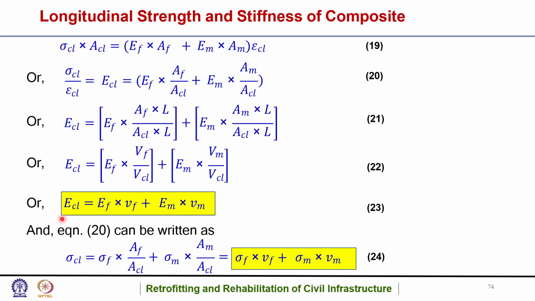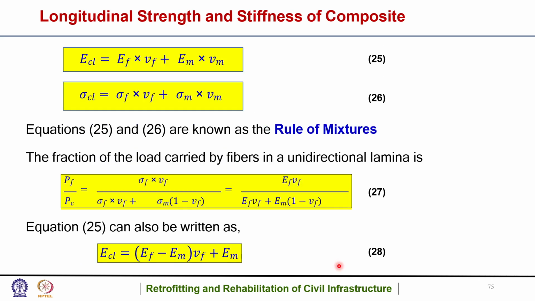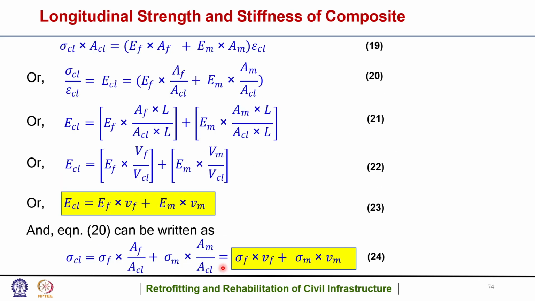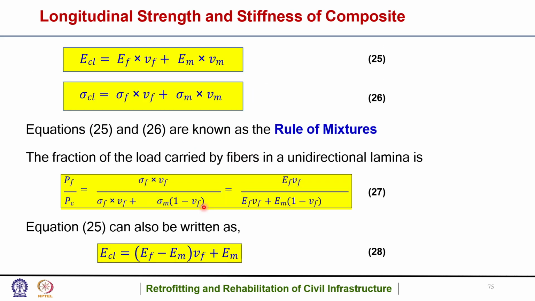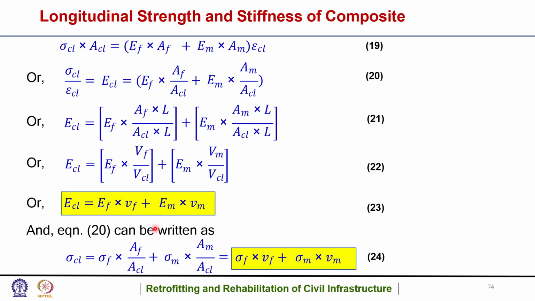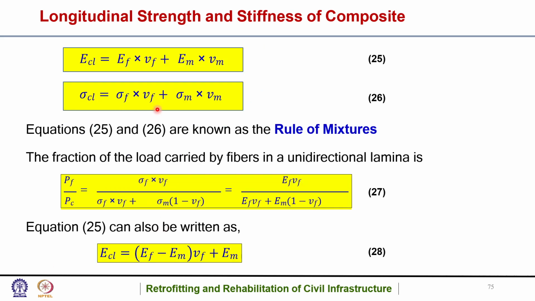Okay, because again if we multiply by L, it will be VF by VCL, that is VF, and VM by VCL, that is VM. So using this, from equation 23 we get that ECL equal to EF into VF plus EM into VM. Okay, and sigma CL equal to sigma F into VF plus sigma M into VM. Okay, so equations 25 and 26 are known as the rule of mixtures.